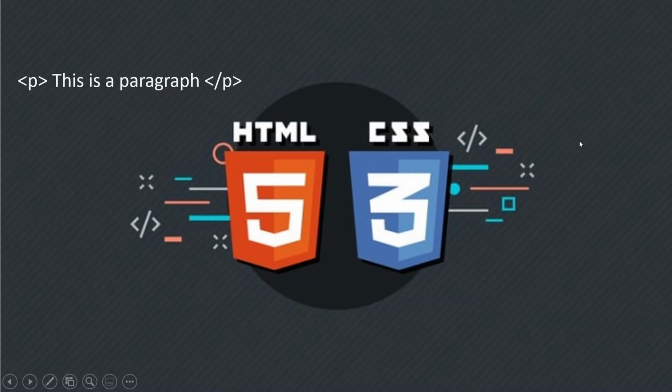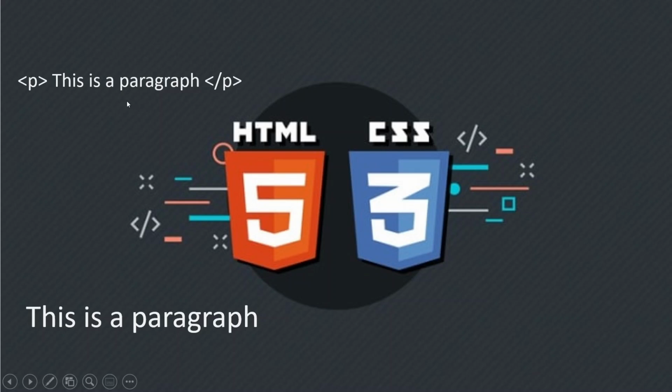So we have a simple HTML P tag, which is a paragraph, right? So you can see here that this is an HTML. It has the opening and closing tag, right? And it basically prints out this is a paragraph. That's all that it does.